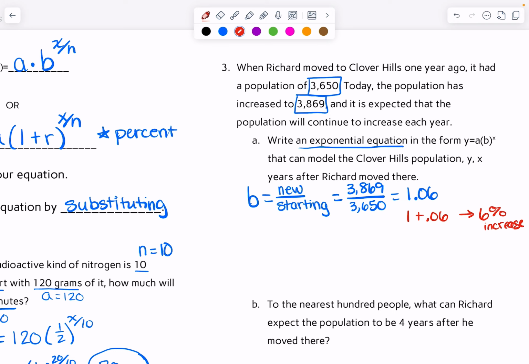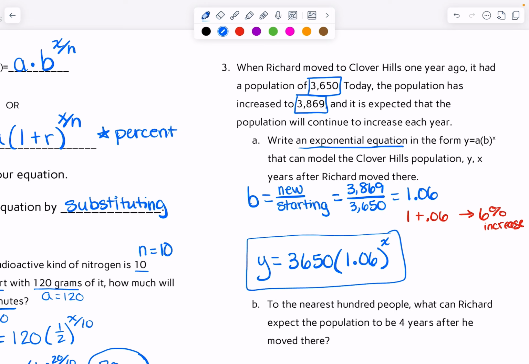We still don't have our exponential equation yet. So let's go back and finish that up. So the population, this asked us to use y, equals our starting value, our a was 3,650, times our base of 1.06 to the x power. And there is my equation for the population of Clover Hills.